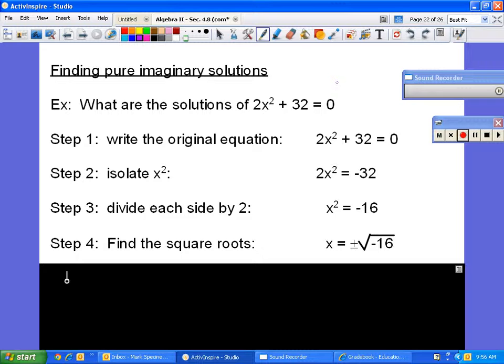Now, prior to this week, if we saw this, we would be like, what? Negative 16? I don't know the square root of negative 16. I'll just guess 4. Which we all know is not right. But now we do. Now we know, unless you already know how to do this and you'd like to come up and finish.